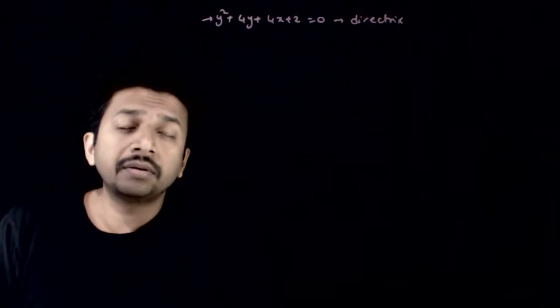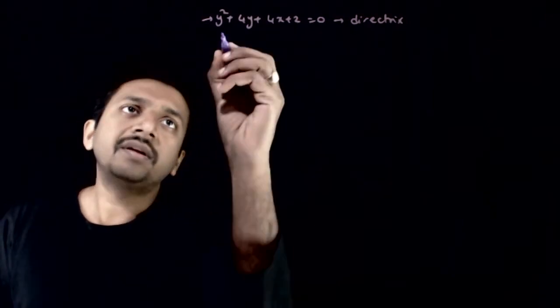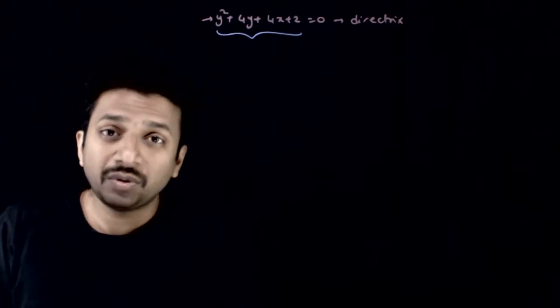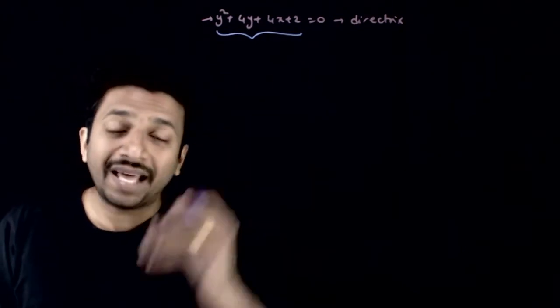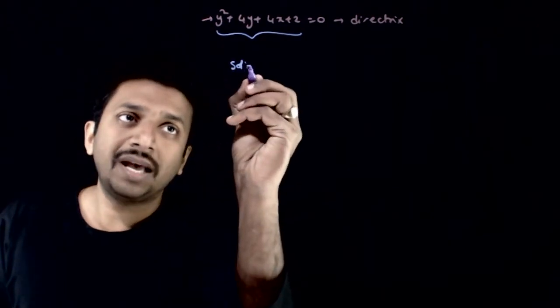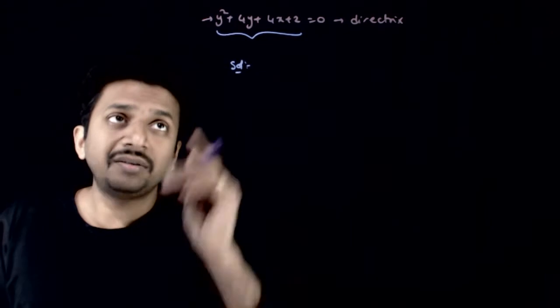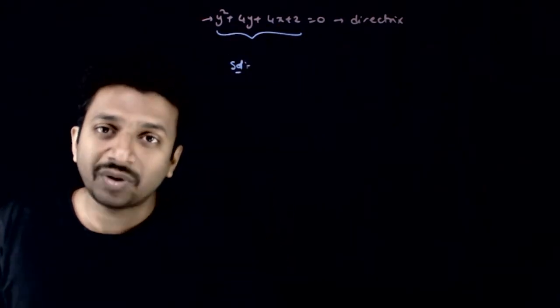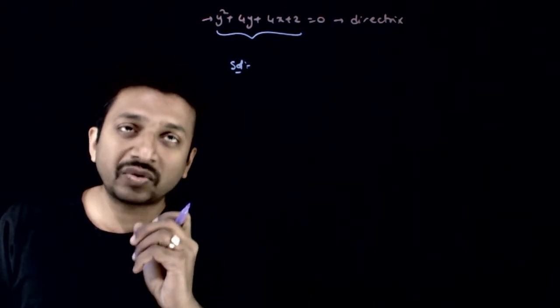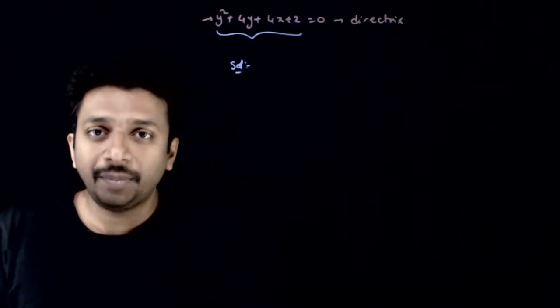So welcome students. In this question you are given a parabola y square plus 4y plus 4x plus 2 is equal to 0. You are asked to find the directrix of this parabola. So again this is a shifted parabola, right? You have y square term and x term. So let us try to use the method of completion of squares to get the standard form of this parabola.